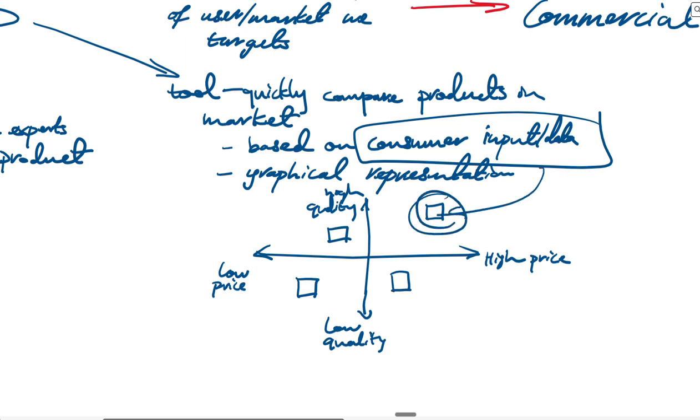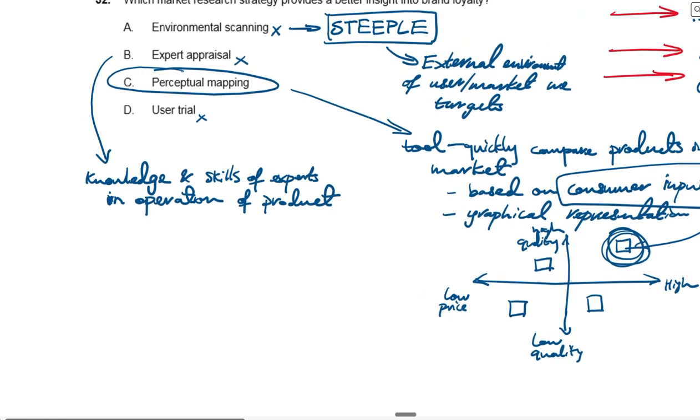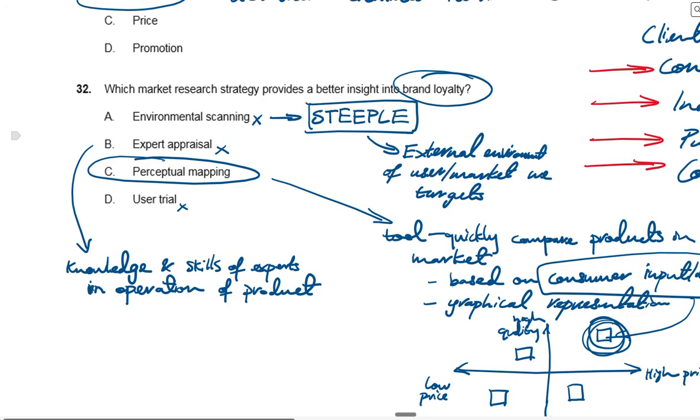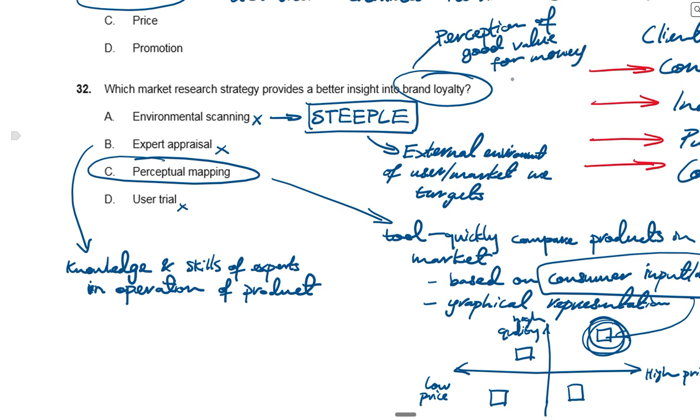High quality, high price, so they would want to buy this, right? Or they just perceive it's a perceptual map, so it's based on their perception of what the product is. And that usually tells us about brand loyalty, right? It's a perception of good value for money. Like you're loyal to a brand because you perceive good value for money, or you perceive it as a good brand. So that's clear.